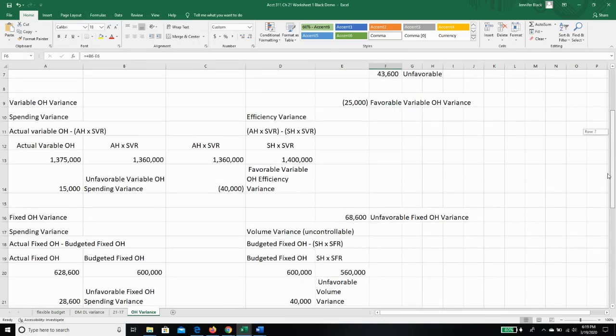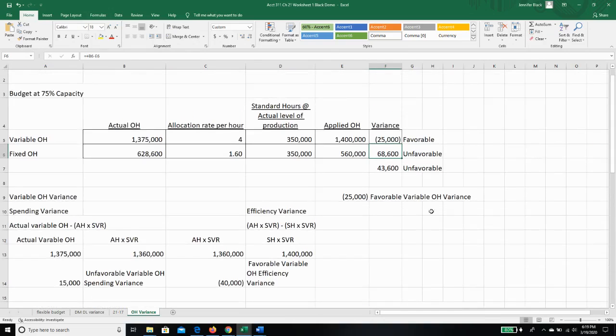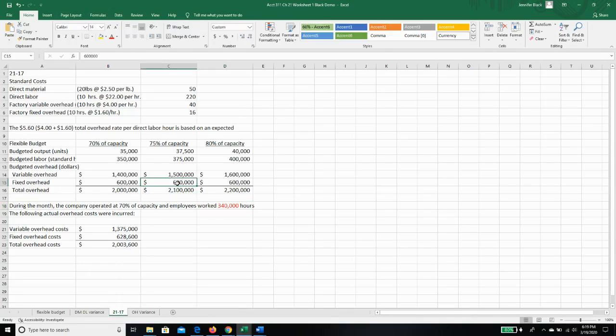All right, I want to talk to you a little bit more about this uncontrollable variance. So our budget is at 78% capacity. That means this 600,000, in order for it to be allocated 100%, not over, not under allocated, but exactly right allocated, we would have to have been working at 75% of capacity. Okay, so let me show you.